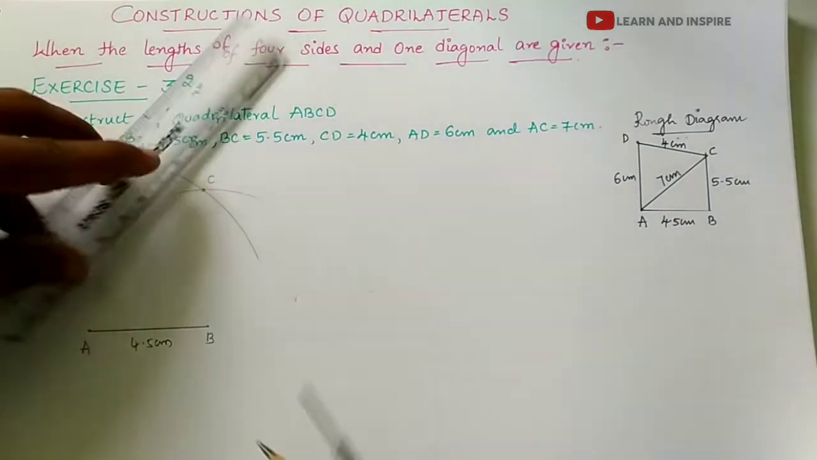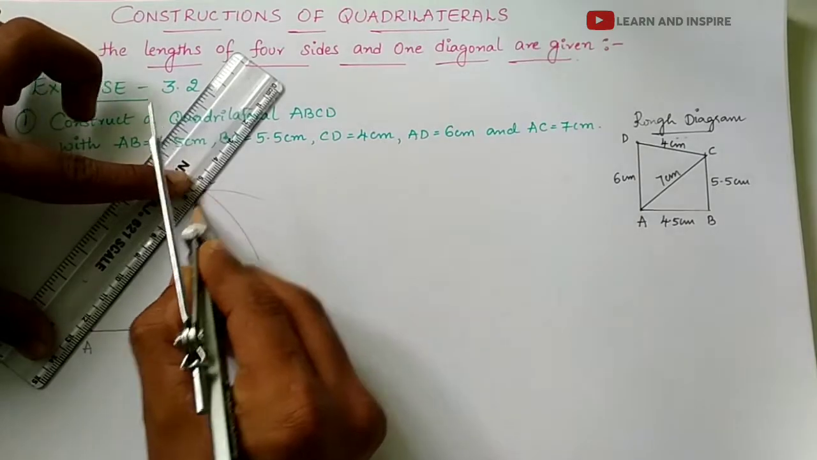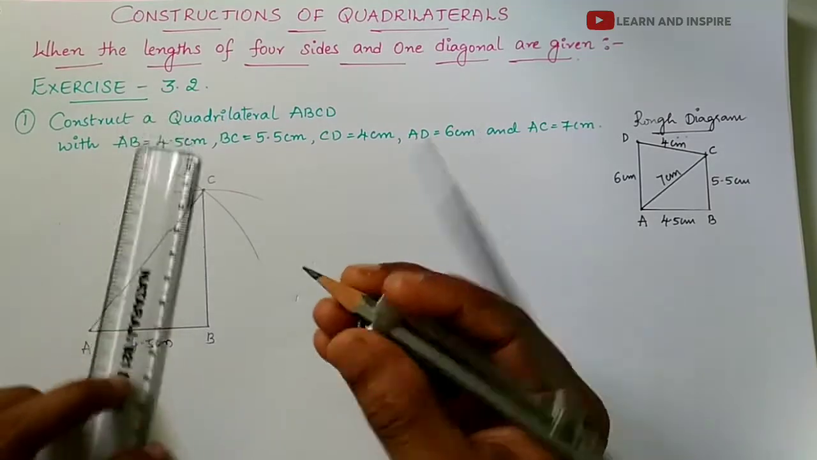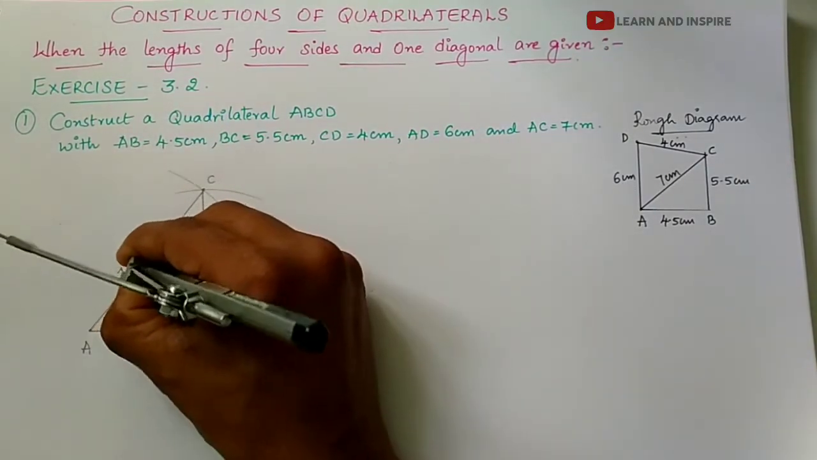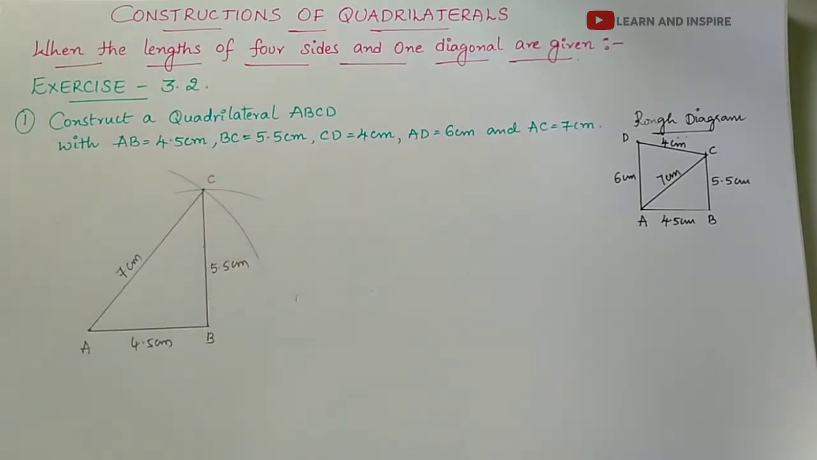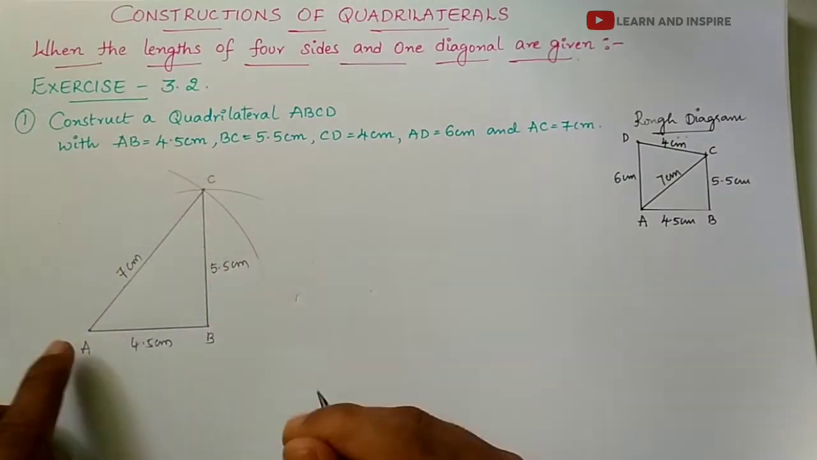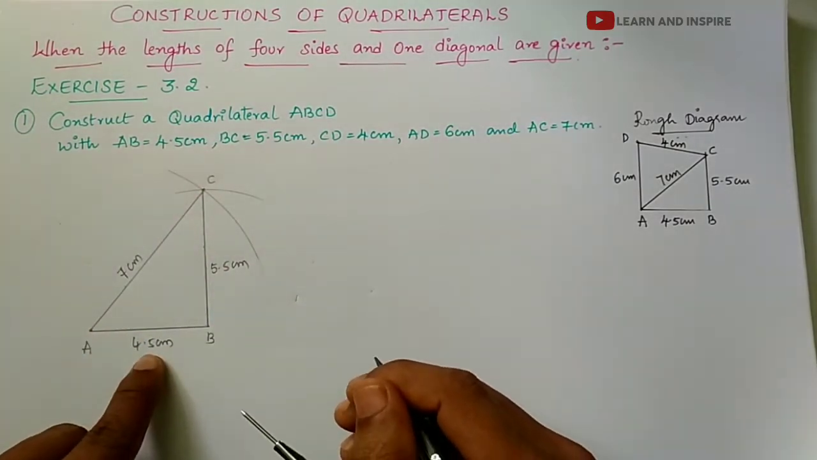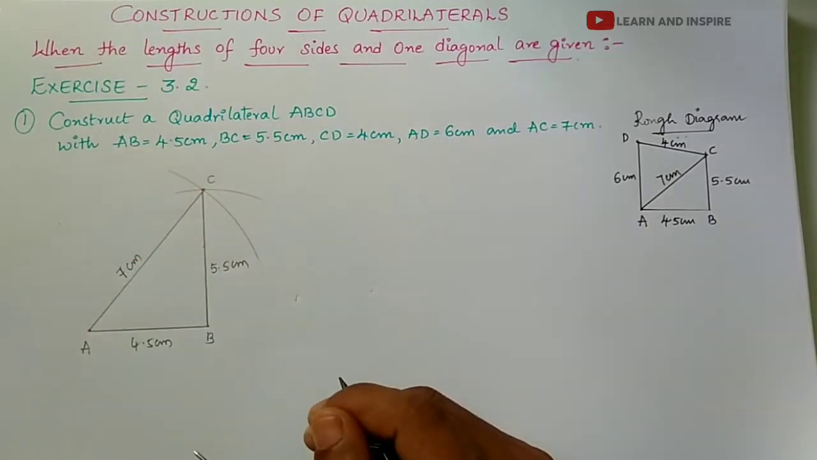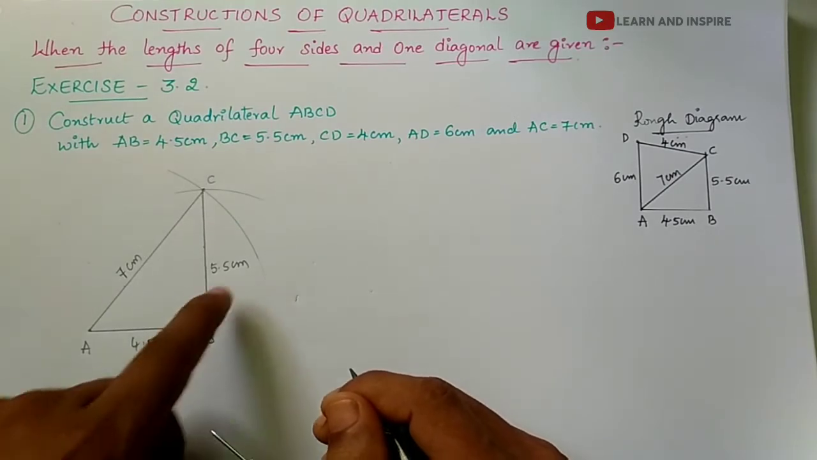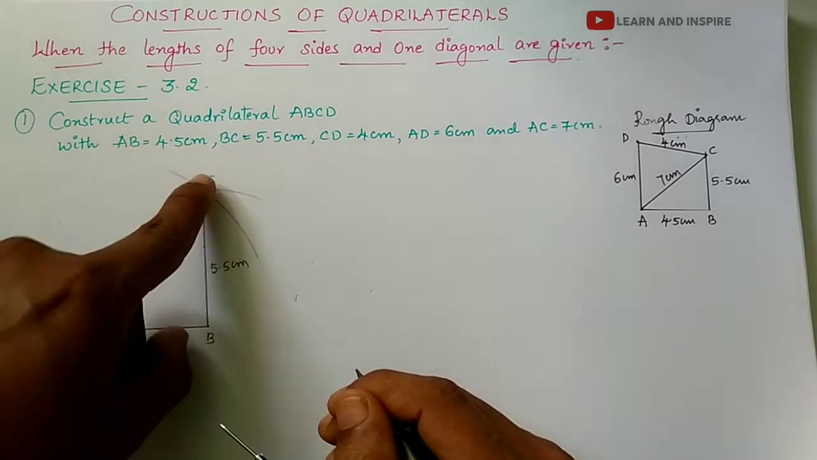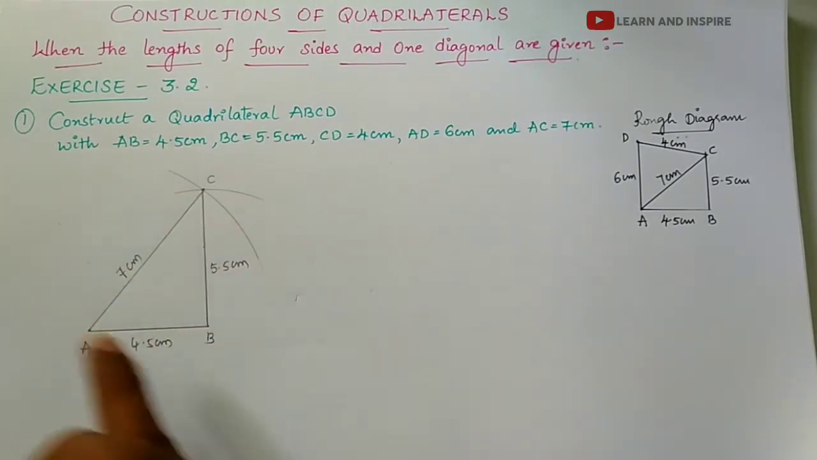Okay. Now we can join AC and BC. Okay, so join AC and BC and write this measurement, 7 centimeters, and this is 5.5 centimeters. So understood? So first we have to construct a triangle ABC by taking line segment AB equals 4.5 centimeters. Then with A as center of radius 7 centimeters, draw an arc. Next step 3, with B as center of radius 5.5 centimeters, cut the previous arc and name the intersecting point as C. Okay, so this is a triangle ABC.